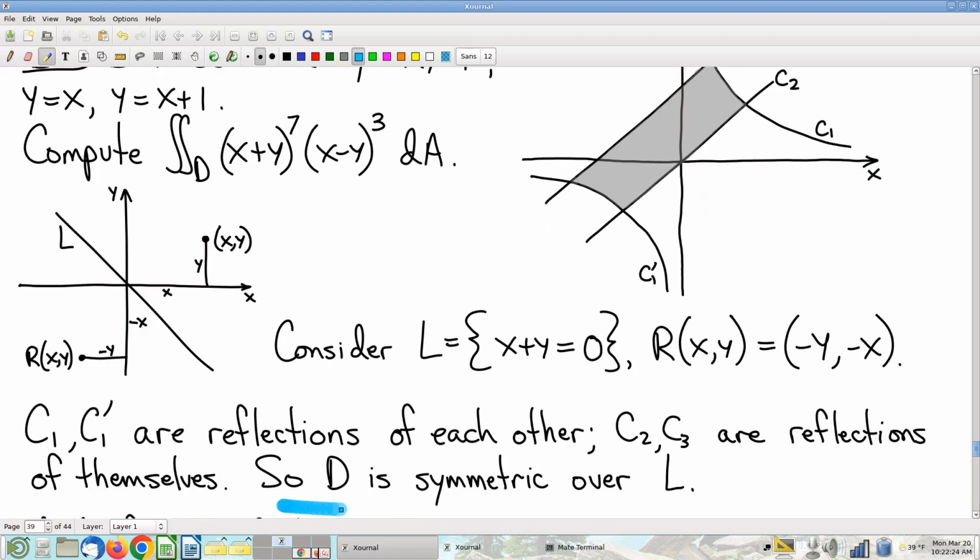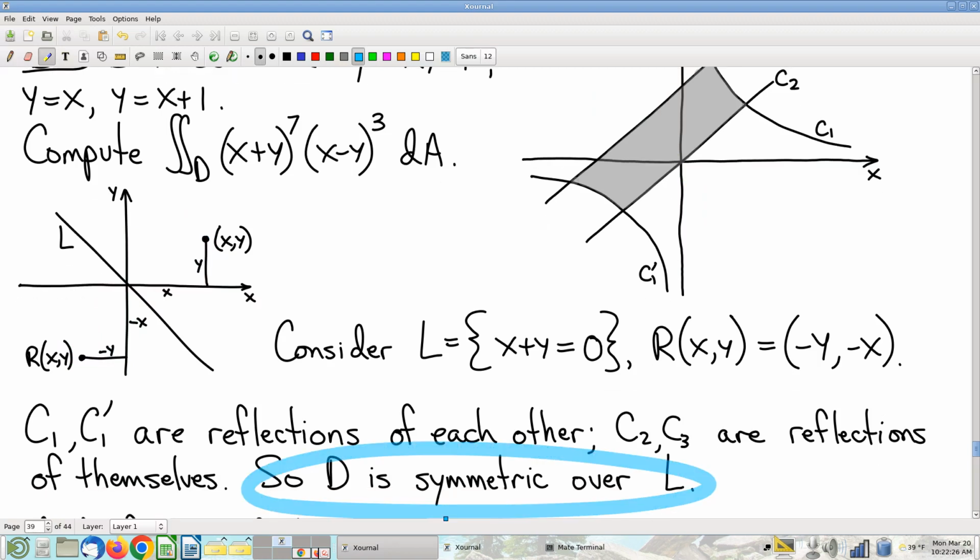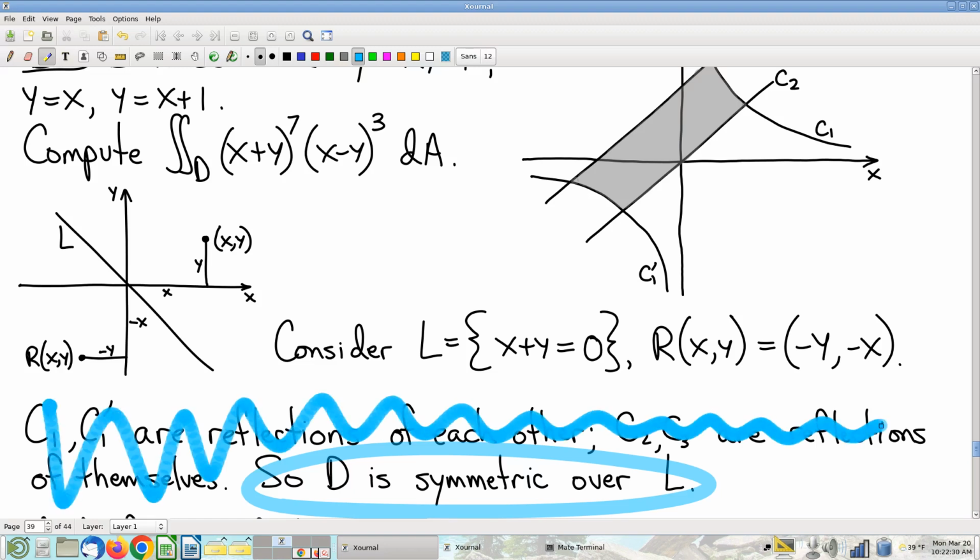Domain symmetric, right? There's the required. Now, I gave some text here in case you're curious how I know what led me to believe that the domain is symmetric. That's for that purpose, but you're not required to give any of this justification of the symmetry of the domain.